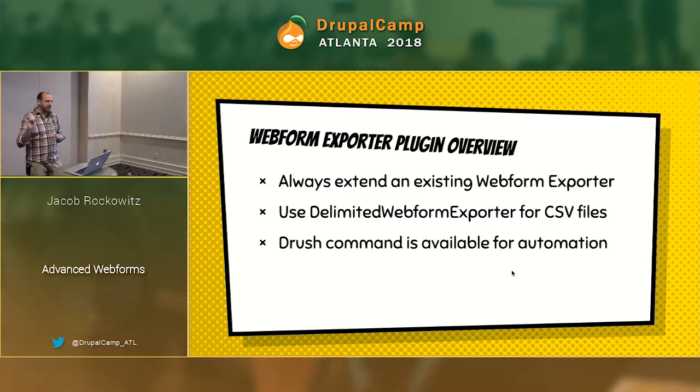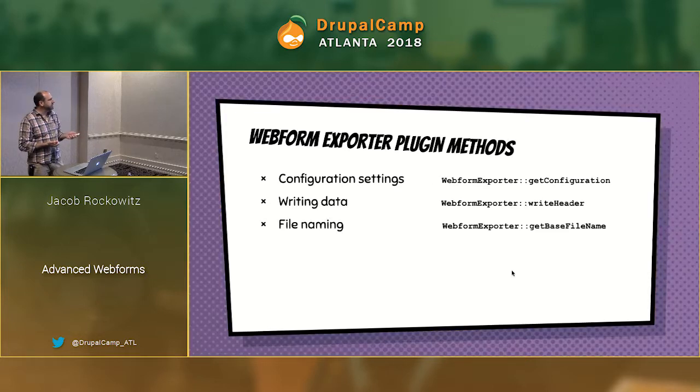They're really simple, but it does a lot of the heavy lifting when you get into the delimited webform exporter, which generates a CSV. You extend that, you can build out any type of CSV you want. There are Drush commands available for automation. I don't think people always notice that.